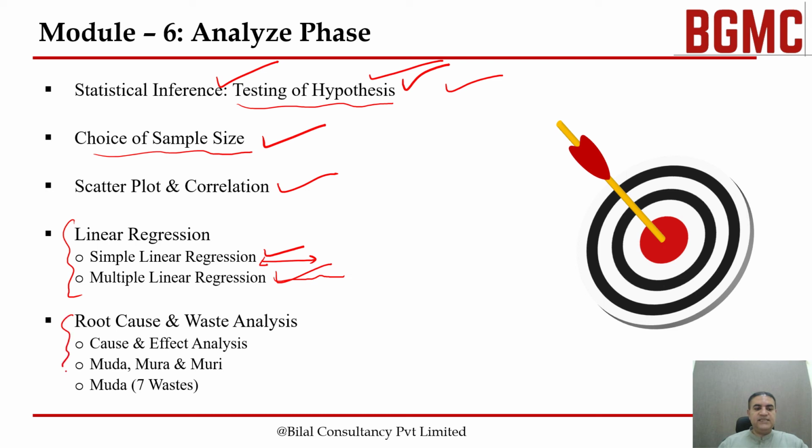Furthermore, we will see certain root cause and waste analysis techniques such as the cause and effect diagram, also known as the fishbone diagram, which can be used to identify the root causes. We will see different types of wastes: muda, which means waste, muri (overburden), and mura (unevenness). Similarly, we will see different types of mudas, what they are, and how we can observe what kind of waste is occurring on my production floor or in my particular process.